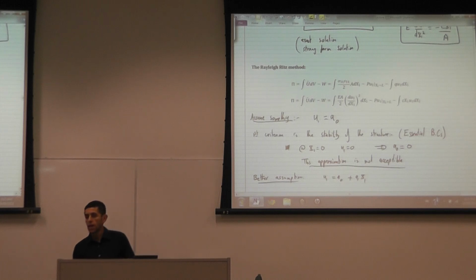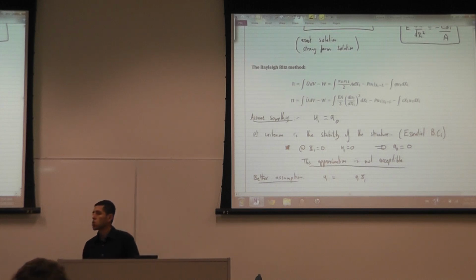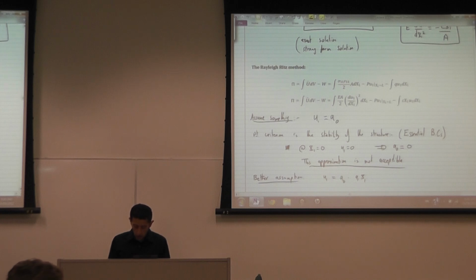And notice that any assumption has to include the lower forms. If I restrict my assumption to this, then I'm preventing the structure from having what I call a rigid body motion. I can't have a form A1X without including A0. And this restriction will be carried on when I talk about the shape functions for the finite element analysis.